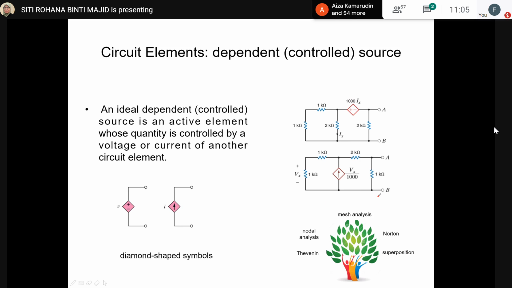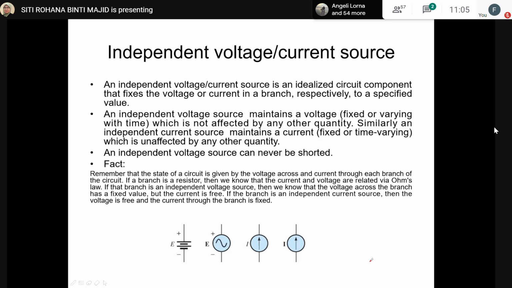Okay, so the same type of circuit will appear in Thevenin, nodal analysis, Norton, and superposition. So this one is independent, which is a round shape, which refers to the fixed values of the source in the branch. This one is common, I think.